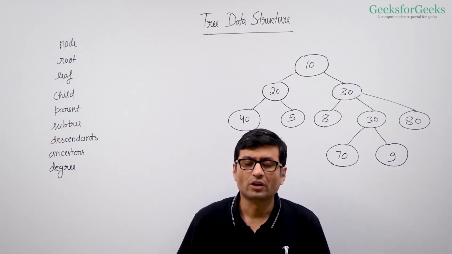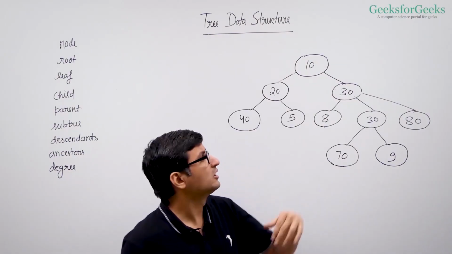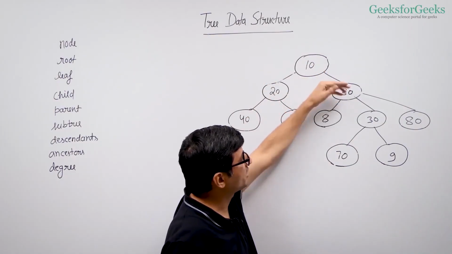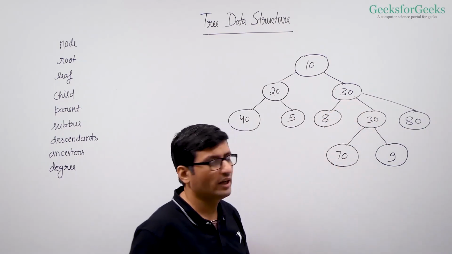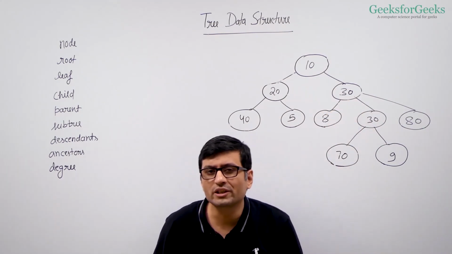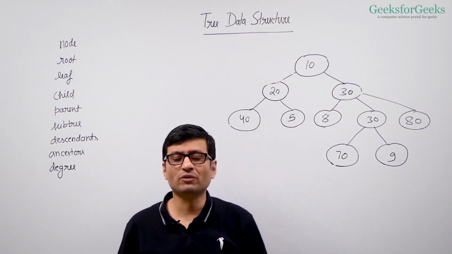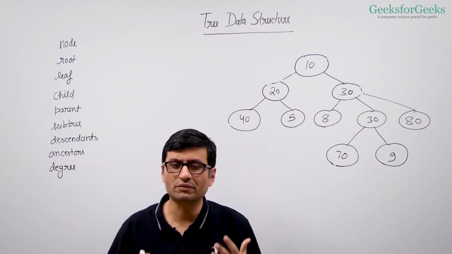Degree of a node. Degree of a node is the number of children it has. So degree of 10 is 2. Degree of 30 is 3 because it has 3 children. Degree of 30 is 2. And you can notice that all the leaf nodes have degree 0. So you can define leaf node this way, that the nodes which have degree 0 are called leaf nodes.